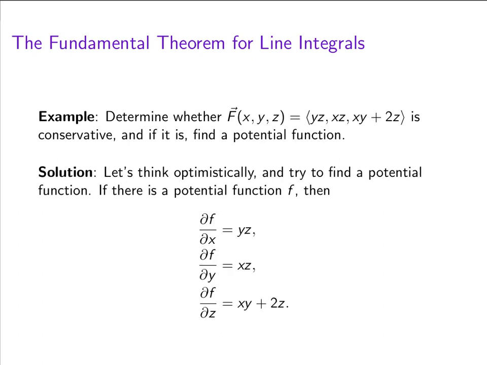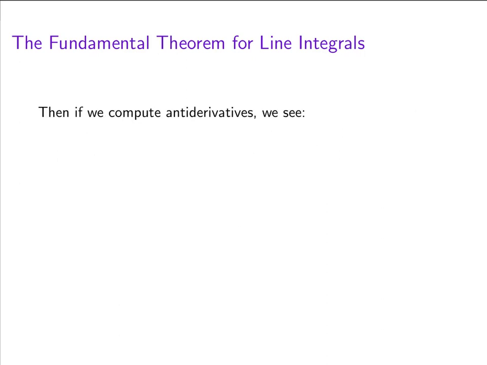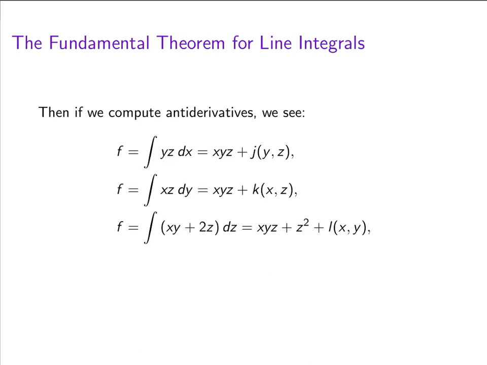Now, if there is a potential function f, then we know that the partial derivative of f with respect to x will be yz, the derivative with respect to y will be xz, and the derivative with respect to z will be xy plus 2z. So we should be thinking of f as sort of an antiderivative of big F. Now let's go ahead and compute some antiderivatives, and here's what we see. We can compute antiderivatives in three different ways with respect to x, y, and z.